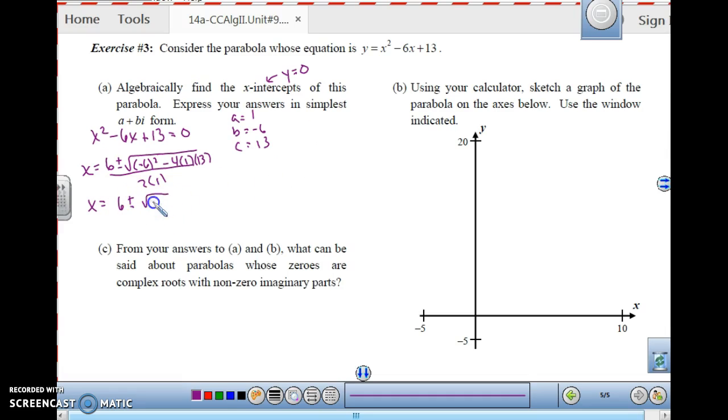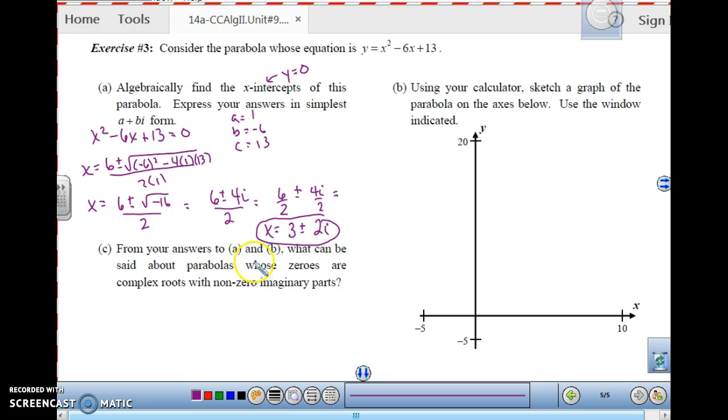So the square root of negative 16 all over 2. Okay, now we know the square root of negative 16 is the square root of 16 times negative 1. So this is going to be 6 plus or minus 4i over 2. Split them up. 6 over 2 plus or minus 4i over 2. And that gives me an answer of x equals 3 plus or minus 2i.